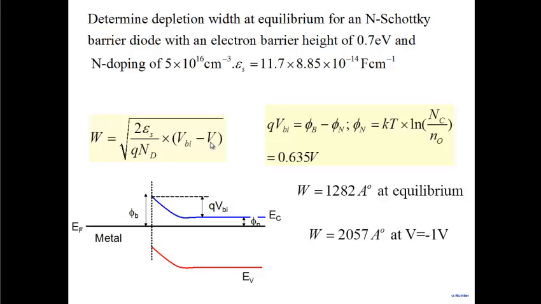So let me give you these numbers now. Look at what happens at minus 1 volt. Depletion width becomes 2000, 2057 angstrom at minus 1 volt. So depletion width obviously increases as you make the voltage negative, reverse bias. And depletion width is 592 angstrom at 0.5 volt. So the numbers that you can see here are about 1300 angstrom here, 2000 angstrom here, and 592, but close to 600 angstrom here.